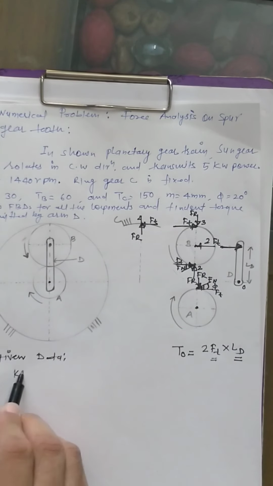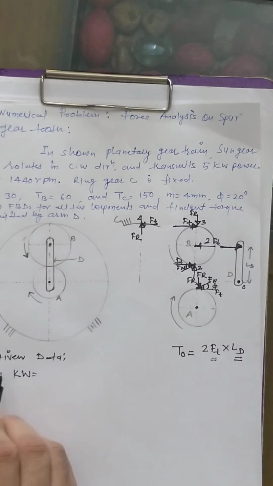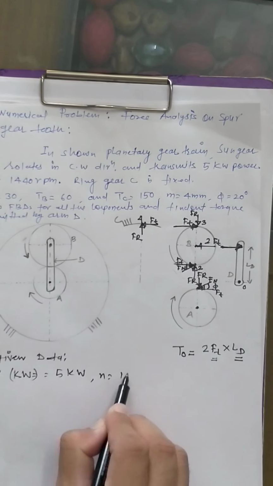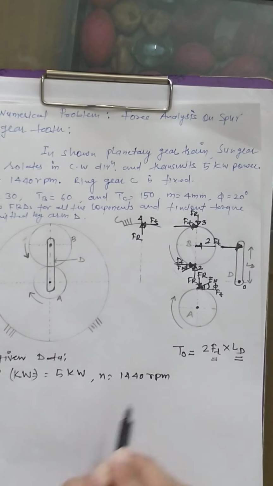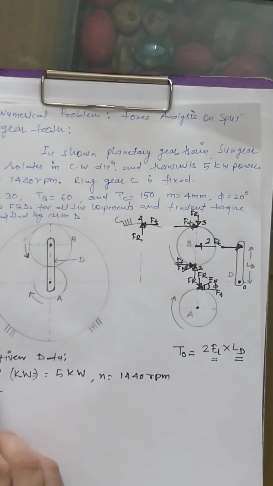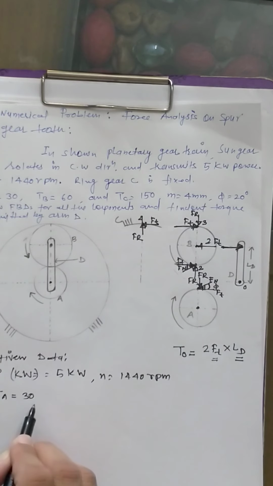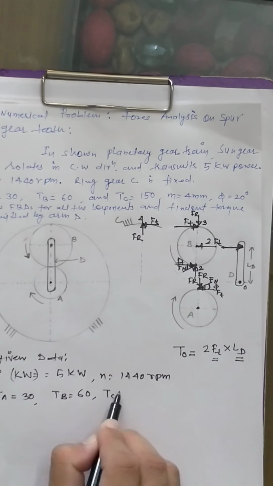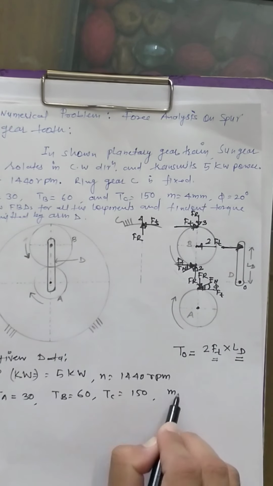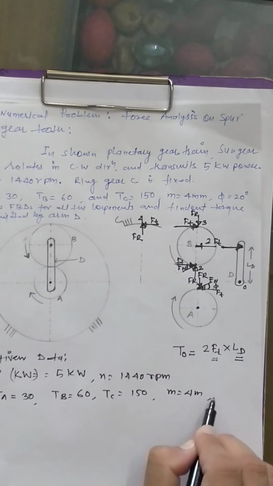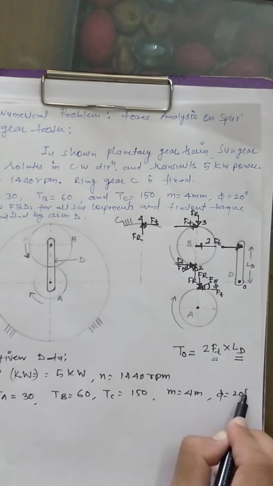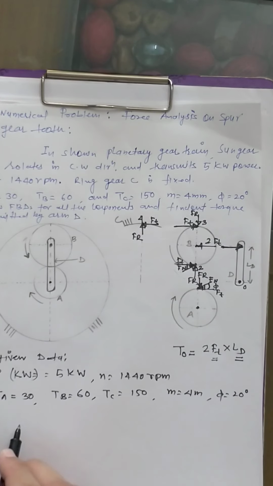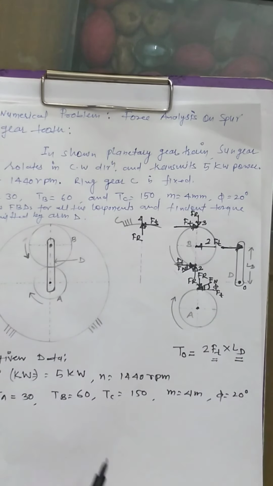Power transmitted is 5 kilowatt and N equals 440 RPM, ZTA 30, TB 60 and TC 150, module M equals 4 mm and pressure angle phi equals 20 degrees. So now we are going to determine these forces.